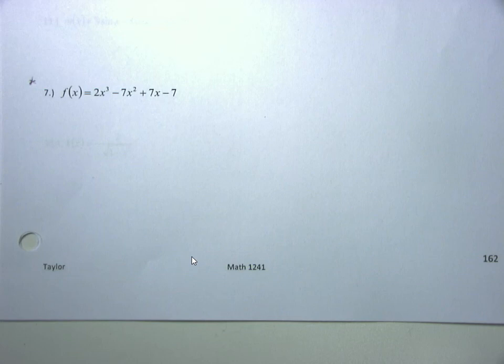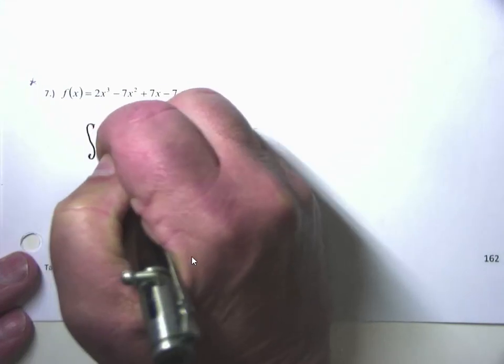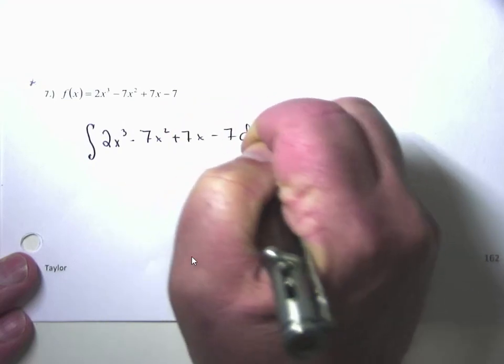Read or listen to the directions, because they're going to be the exact same directions as on test number 4 and the final exam. The directions are going to very clearly say, take the antiderivative, especially on the final exam. They like to use the word antiderivative, but since I'm trying to prepare you guys for Calculus 2, the word integral or integrate means the same thing as antiderivative. So it says, take the antiderivative of f of x, which is equal to 2x cubed minus 7x squared plus 7x minus 7. Antiderivative means integrate the function 2x cubed minus 7x squared plus 7x minus 7 dx.